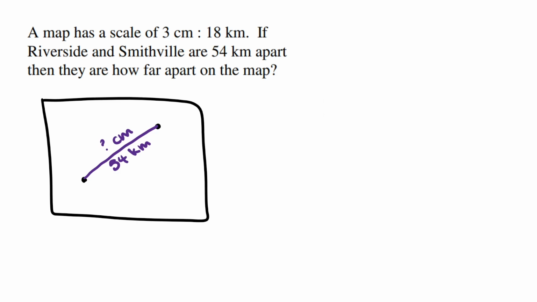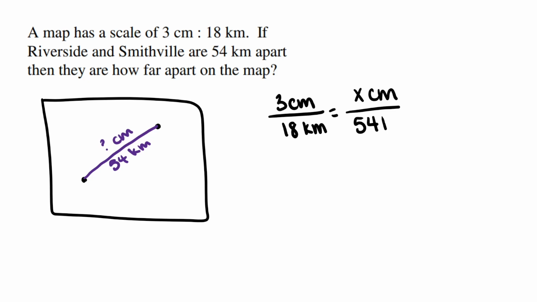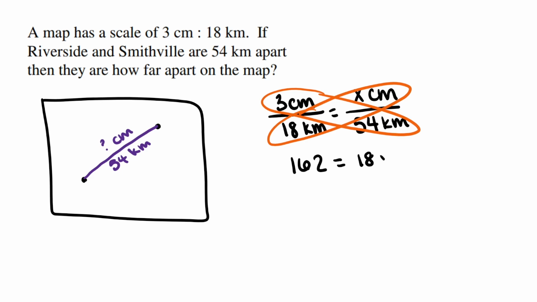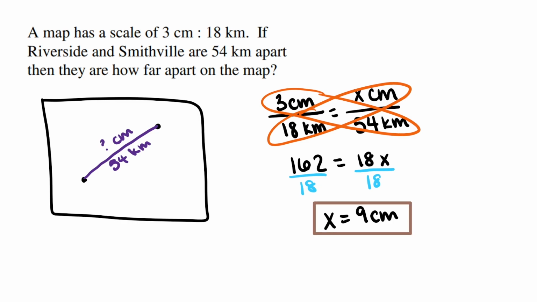Let's set up a proportion to figure this out. For every 3 centimeters, that represents 18 kilometers. So for every x centimeters, which is what we're looking for, that's 54 kilometers. We can cross multiply and we'll get 3 times 54 is 162 equals 18x. If we divide both sides by 18, we get x equals 9 centimeters. So we know they're 9 centimeters apart on the map.